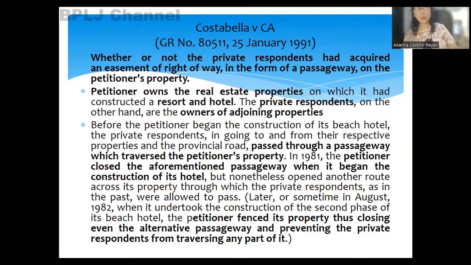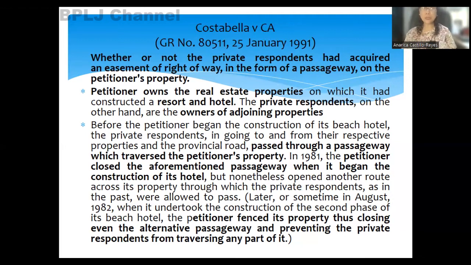Okay, we now turn to the case of Costabella versus Court of Appeals. The issue in this case is whether or not the private respondents had acquired an easement of right of way in the form of a passageway on the petitioner's property. Petitioner owns the real properties on which it had constructed a resort and a hotel. The private respondents, on the other hand, are the owners of adjoining properties.